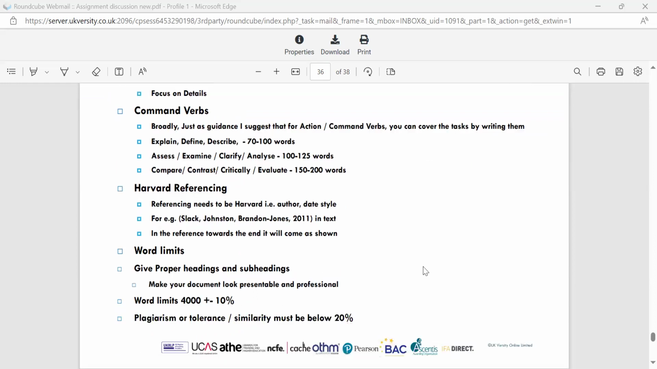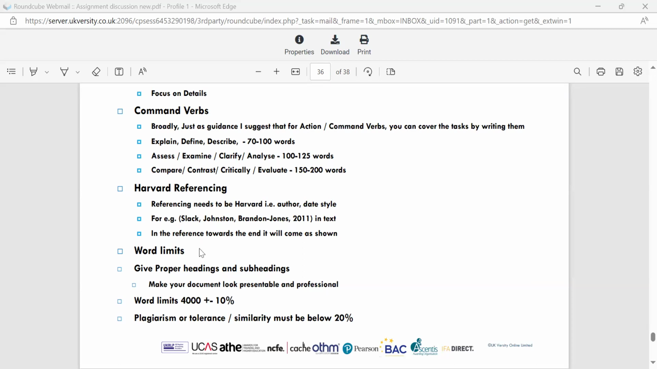Again, we go back to Harvard referencing, reiterating the importance of Harvard referencing. Referencing needs to be Harvard, i.e. author, date, style. For example, Slack, Johnston, Brandon Jones, 2011, in the main text, the assignment itself. Avoid using bullet points. It's not an academic piece of work. You are level 7 students. In the reference towards the end, it will come as shown.